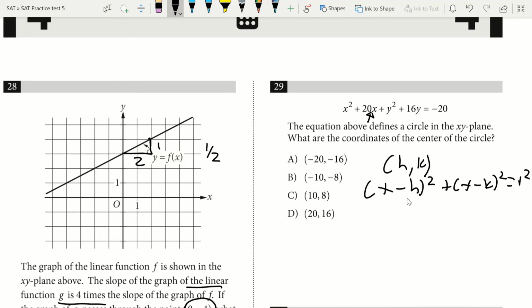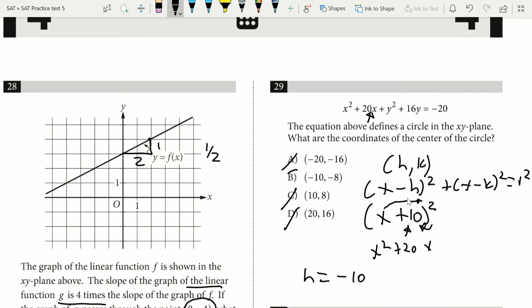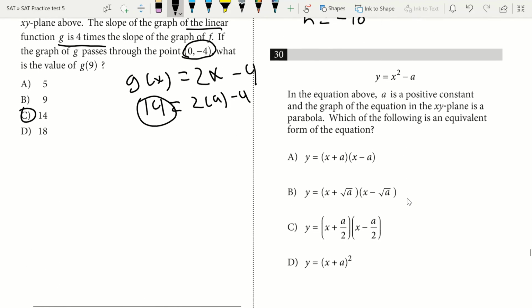Well, in order to get plus 20x with x minus h, I know that I have to have then (x plus 10) squared, right, because then I get that x times the 10 from the other side, and then the x from the other side times the 10 from this side. And when I do that, I'm going to get x squared plus 20x, right? So in order for me to have this plus 10 here, I have to have minus h. Well, h will have to equal negative 10 then, because negative minus negative will get me that positive, that x plus 10. So I know that my x value has to be negative 10. The only answer choice with that is B, so B will be my answer.